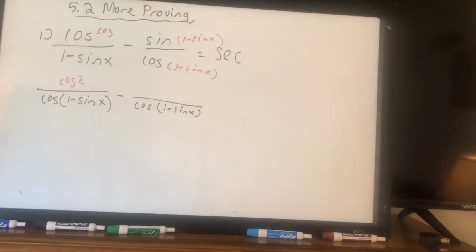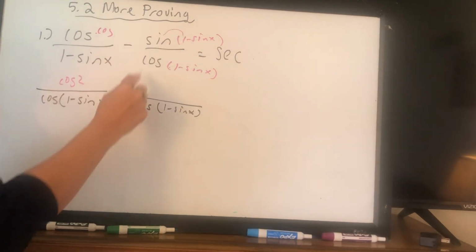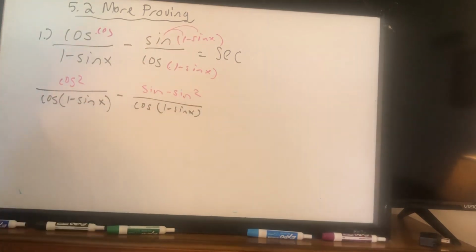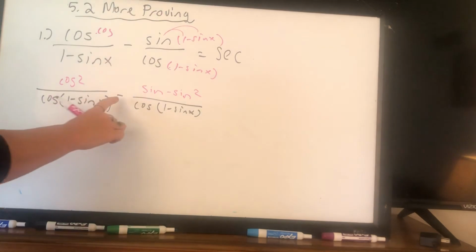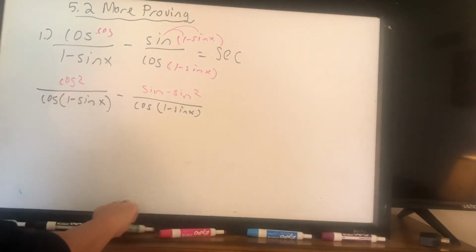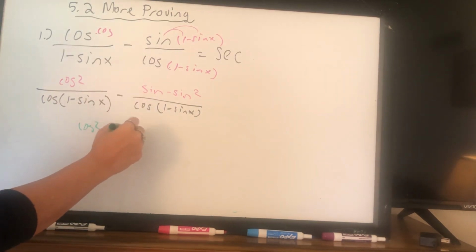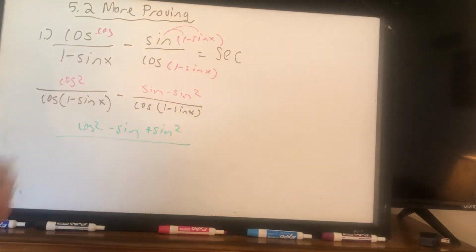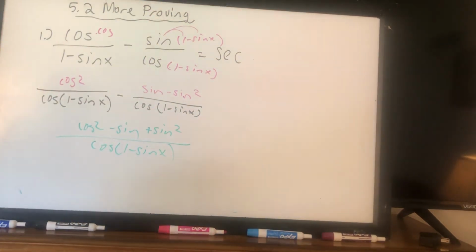Then you distribute and you get sine minus sine squared. Everybody see that? Now we're going to smush it together. But guys, you got to pay attention. This is a minus. So our numerator becomes cosine squared minus sine minus a negative sine squared. So that turns into sine squared. And I'm going to leave this, because you can cancel that whole thing. So I'm going to leave it as factors.